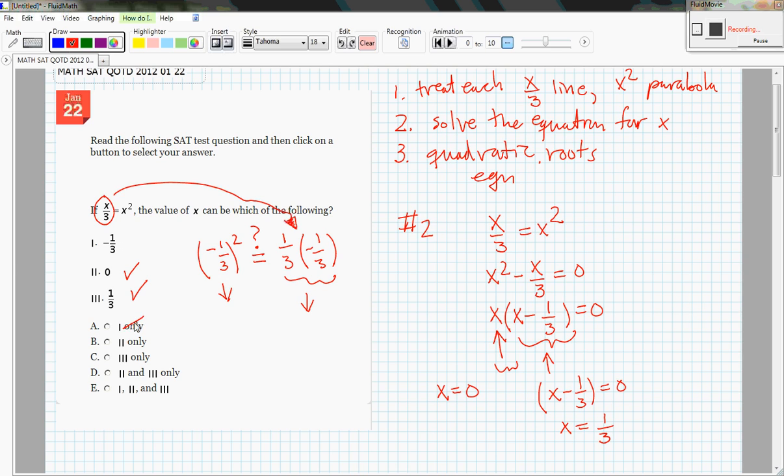So this isn't true. This isn't true, because I found another solution, x equals 1/3. This isn't true because I have another solution, x equals 0. So 2 and 3 only. D is the solution because we know that 1 isn't true.